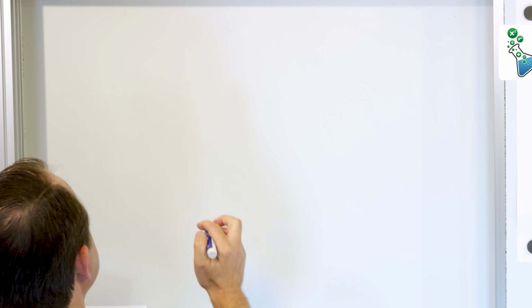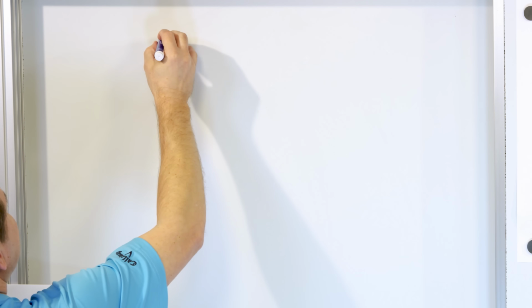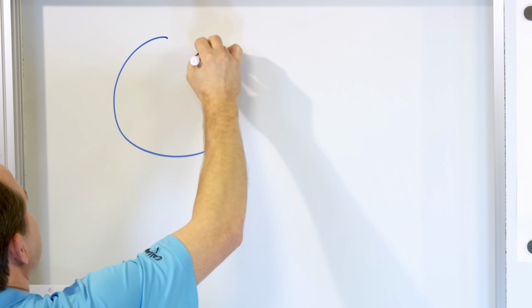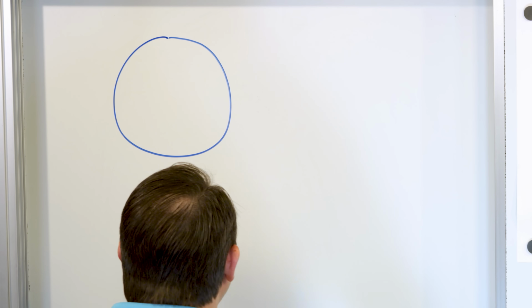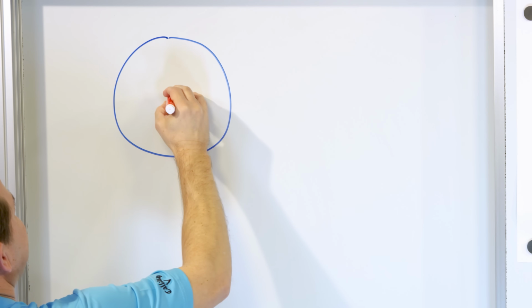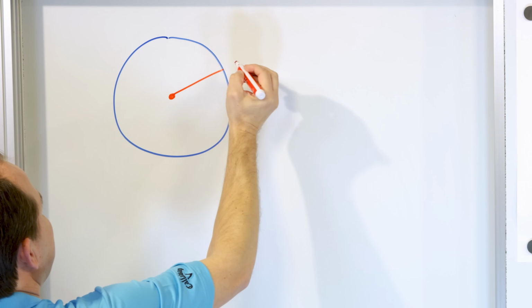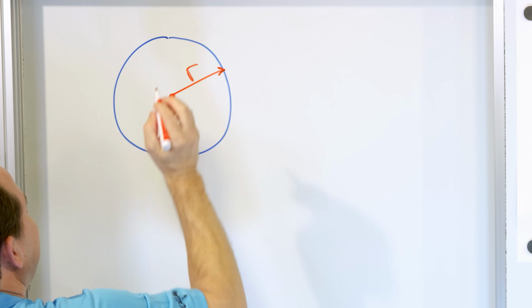Now I'm not going to be able to draw a perfect circle here, but I'm going to try to draw a reasonable circle all the way around like this. And then I'm going to label the center of the circle right here, and the distance from the center to the edge of the circle, we're going to call that the radius r.